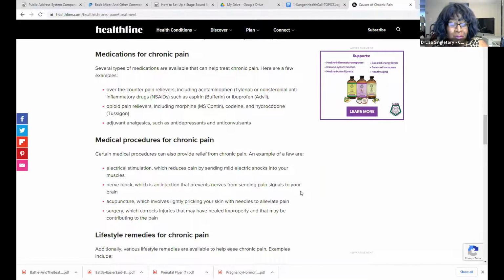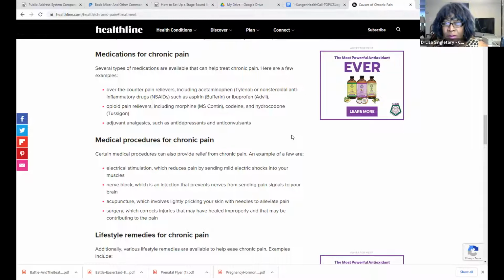Okay, so how's it treated? So we're talking about medications. They are talking about anti-inflammatories. They're talking about opioids, which is a little bit like putting a piece of tape over the check engine light so you can't see it blinking anymore, because you get rid of the pain. Well, you're getting rid of the signal that there's a warning that something's wrong.